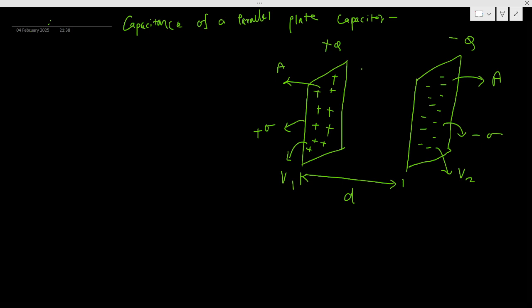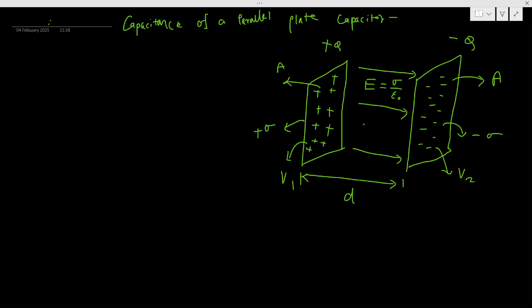Now electric field always starts from plus and goes to minus. These are the electric field lines which are coming from plus to minus. We have to first find the electric field between the plates of the capacitor. Very important formula: the electric field between the plates of the capacitor is sigma upon epsilon naught. You have to keep this in mind. Electric field between the plates of the capacitor is sigma upon epsilon naught.